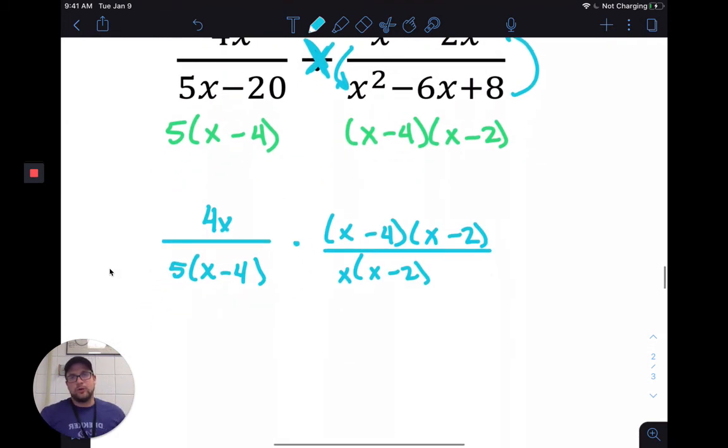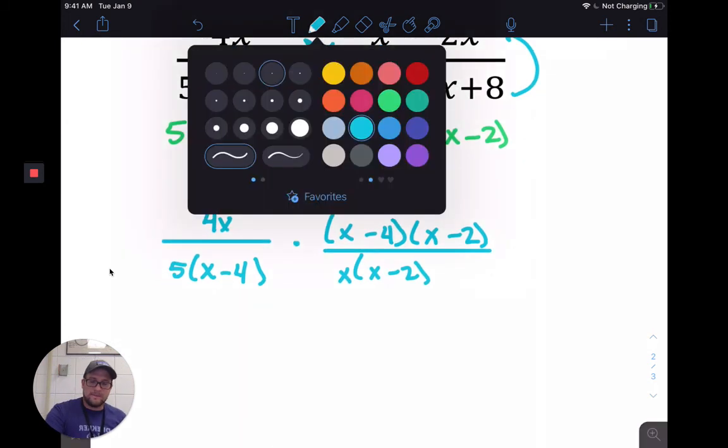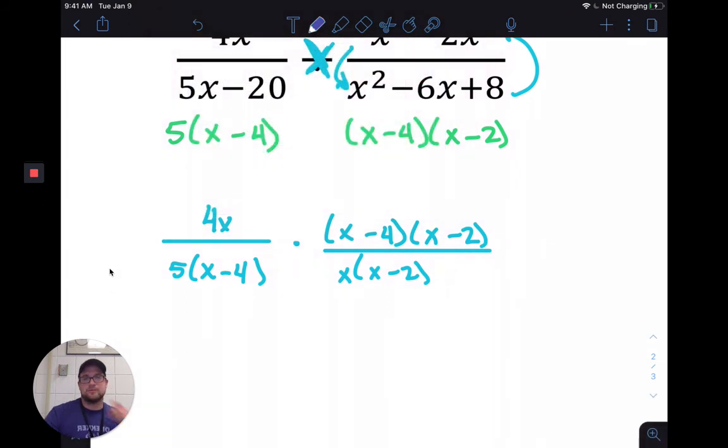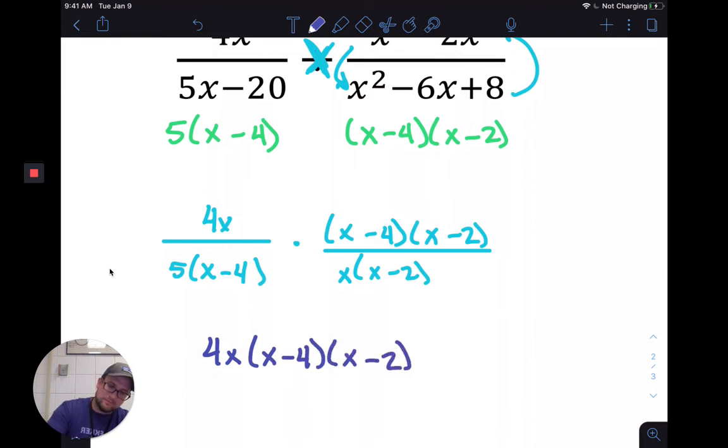I like to formally push that together and make it look really pretty. That's just my own personal preference. Some people would try to start tackling the domain question from here. That's good too. If I push this together, I would have a 4x on top, along with an x minus 4 and an x minus 2. Across the bottom, I would have 5 times x would give me a 5x out front. Then I would get an x minus 4 and an x minus 2.